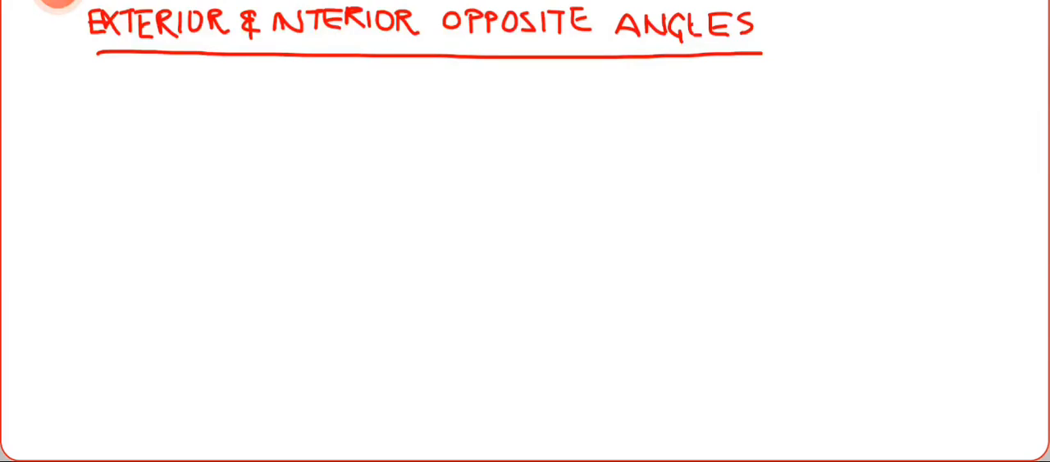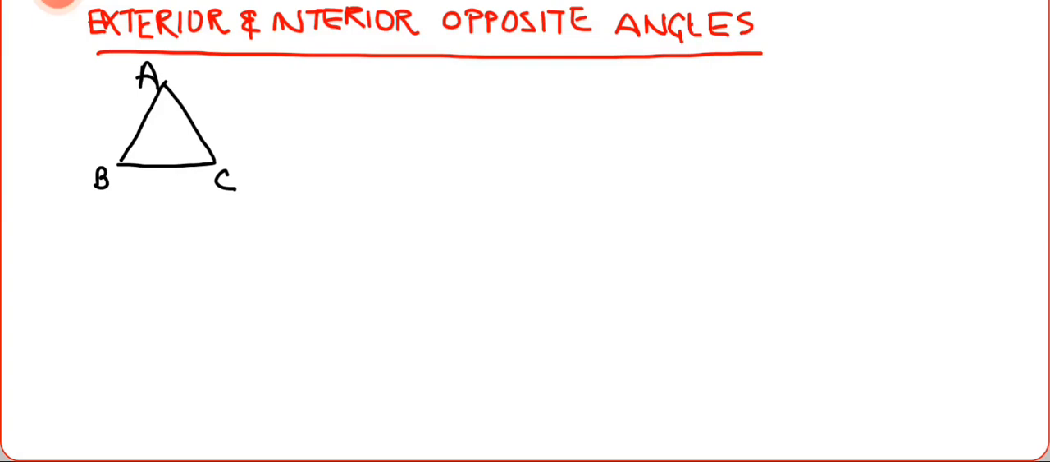Students, in the last video we discussed the properties of a triangle, and there we discussed a few important questions as well. Here we will be discussing exterior and interior opposite angles of a triangle. This is how we started. Let us consider we have a triangle ABC.